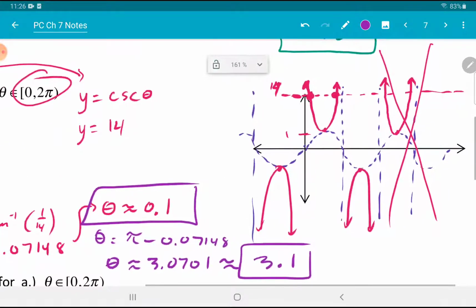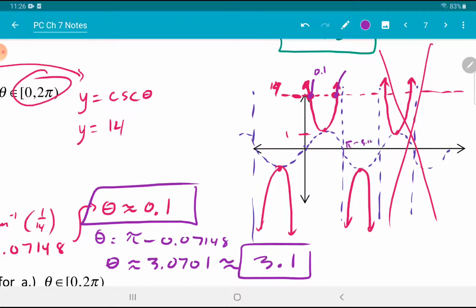Verifying that graphically, look at that. We know that the cosecant graph is going to be really, really close to that y-axis, and that's the value of 0.1. And it's also going to be really, really close to that value along the asymptote. We know that asymptote is at pi, which is about 3.14, and we're getting a value pretty close to that, which is 3.1. So we have verified that graphically as well. It looks pretty darn close.